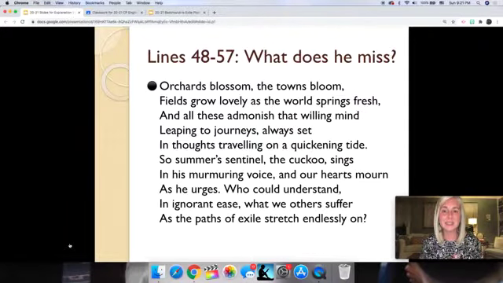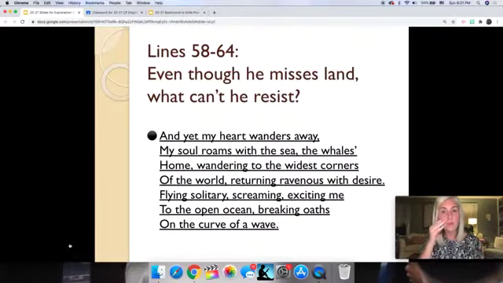So he misses the things that are good when springtime comes and he goes out. The blossoming flowers, the blooming towns, the lovely fields, all of these things kind of speak against this weird internal calling he has to go out there because it's not pleasant when he's out there. Yet at the same time, I think we could see he feels a little torn because the adventure calls him too. All right. So lines 58 through 64.